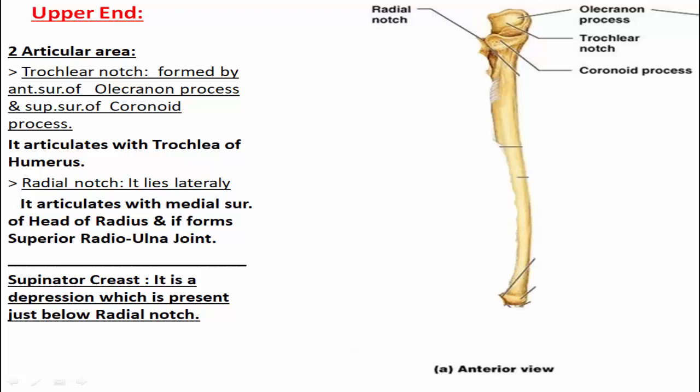One more structure is present, that is called the supinator crest. It is a small depressed area. This is the supinator crest, a small depressed area which is present just below the radial notch.